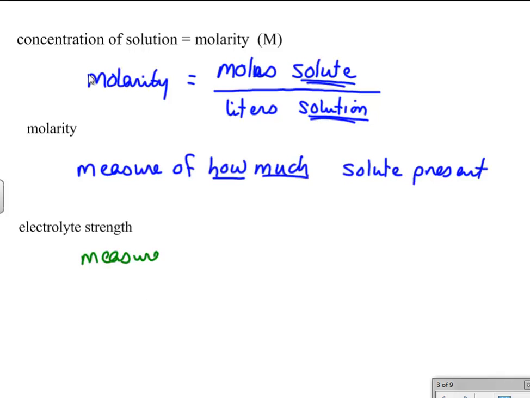Electrolyte strength, we're not looking at how much of a solute is present. We're more interested in how well that solute will ionize in the solution. So it's more of a measure of the percentage of ions from the solution that are present.